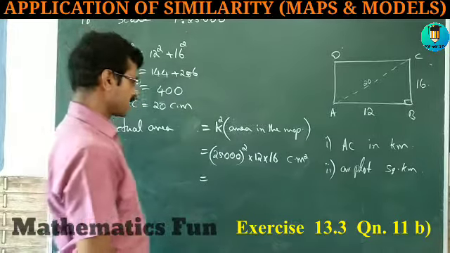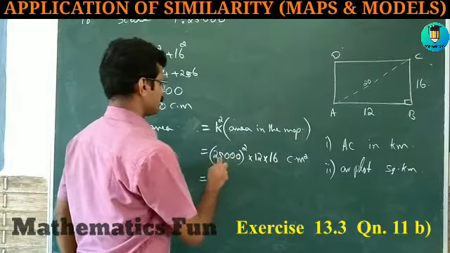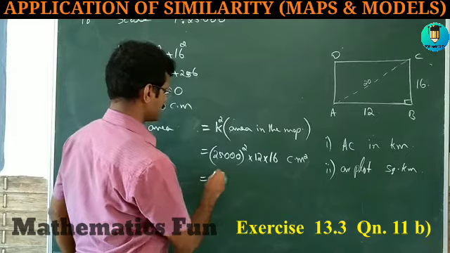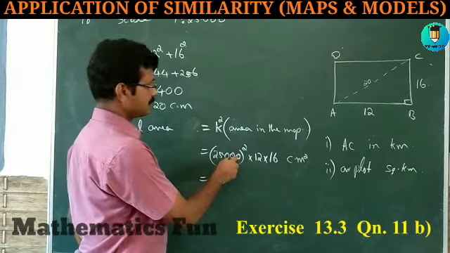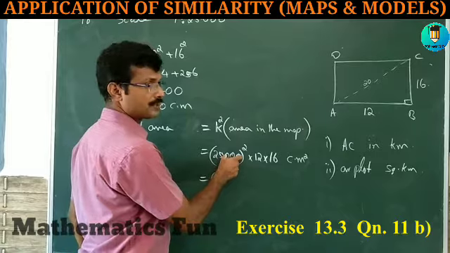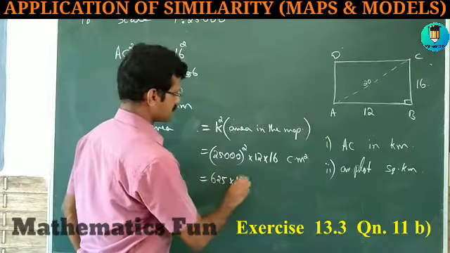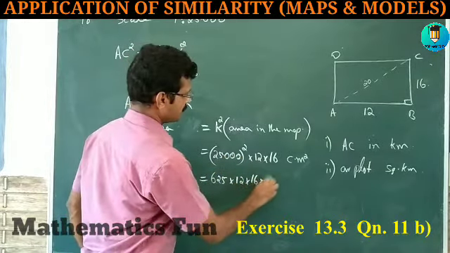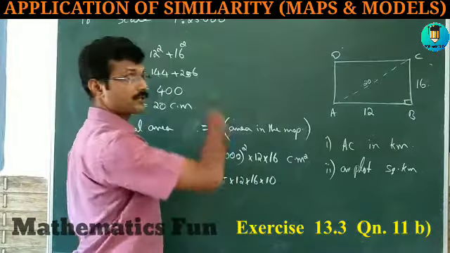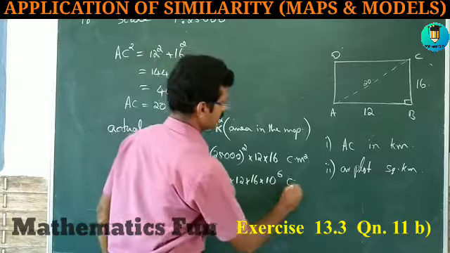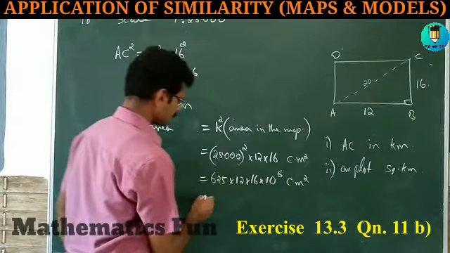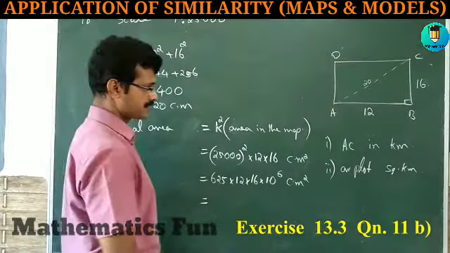Now to do the multiplication, 25 square is 625, and here 3 zeros are there, so that is actually 10 cube. 10 cube square will come 10 to the power 6 centimeter square. And simplify this.